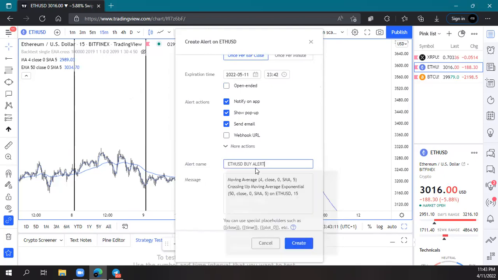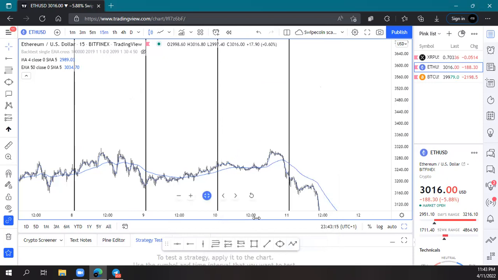Once you come down to the alert name, this is Ethereum, you can just put Ethereum ETH buy alert. Then you click on create. So whenever Ethereum has the candles crossing above the 50 EMA, you would always get a notification for buy on your TradingView. If you have TradingView on your phone, it's going to notify you for a buy.